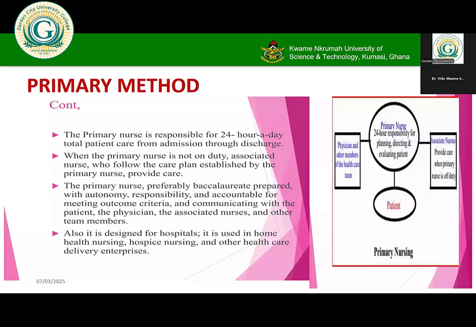So the primary nurse is preferably a degree nurse, prepared with autonomy, responsibility, and accountability. Accountable for what? Meeting outcome criteria and communicating with the patient, the physician, the associate nurses and other team members. This model is designed for hospitals, and it is also used in home health nursing, hospice nursing, and other healthcare delivery systems.